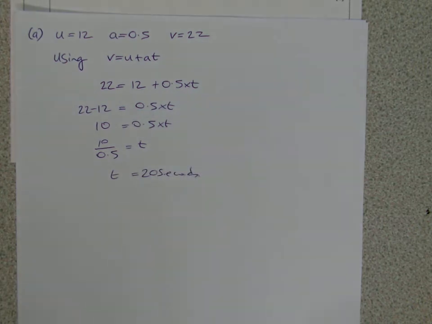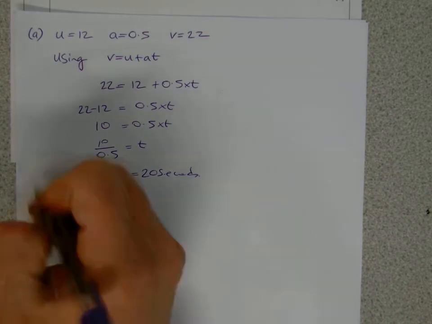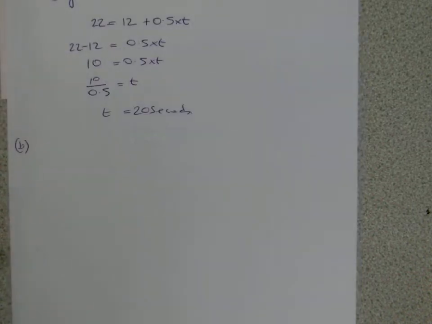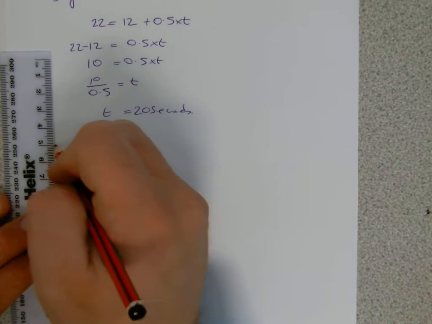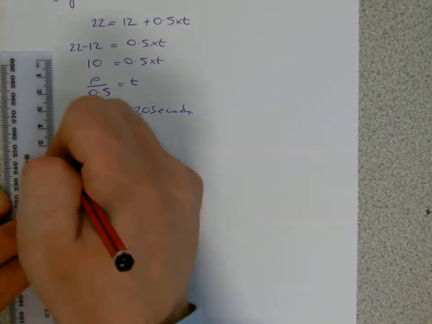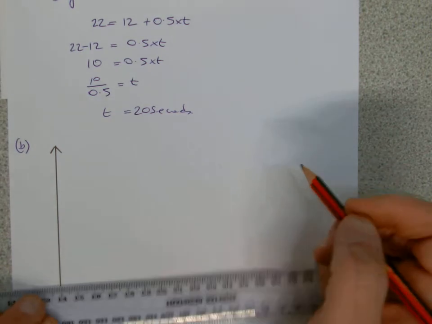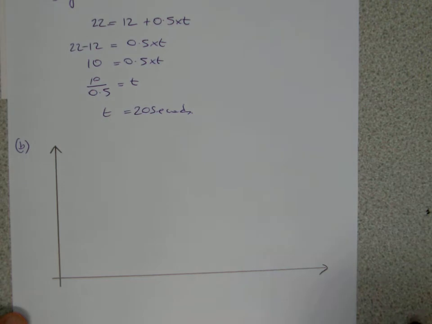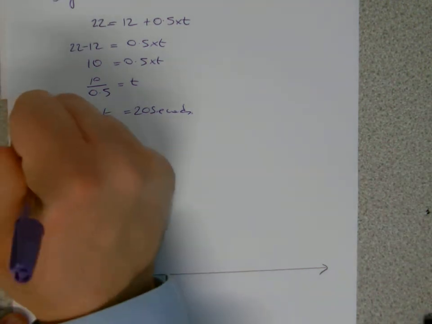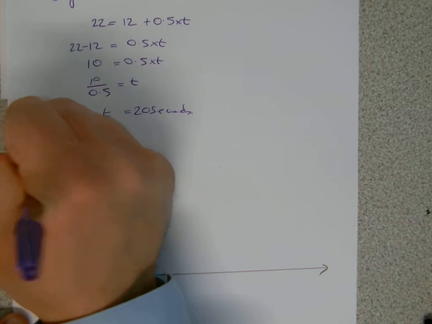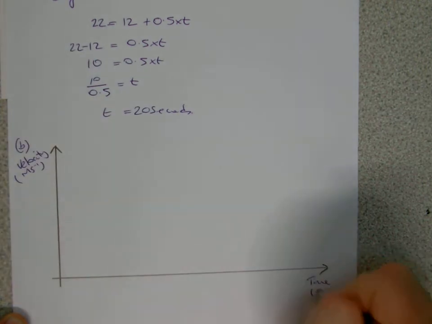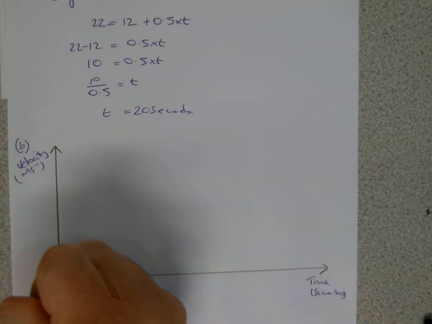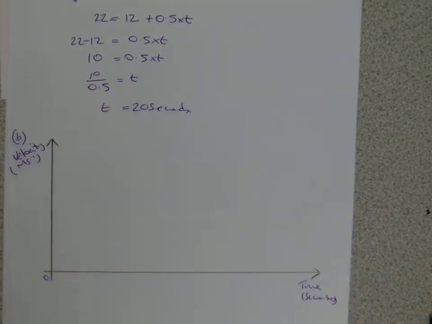Then it says to draw a sketch of the velocity time graph for the journey between A and B. So we get our axes drawn for the velocity time graph. We don't forget to label them first, before you do any graph drawing. Label the axes, put the units in, to ensure you get the marks for your sketching.